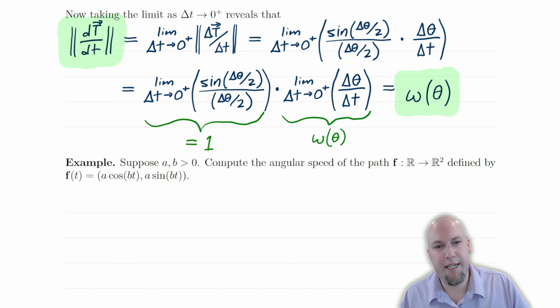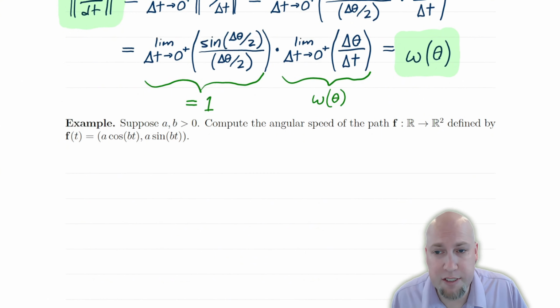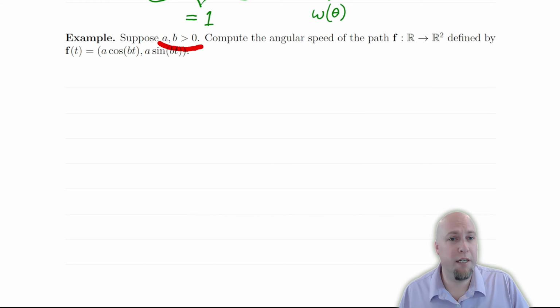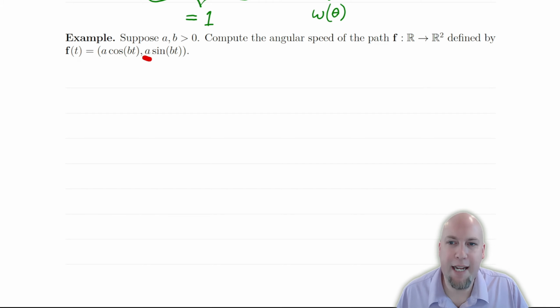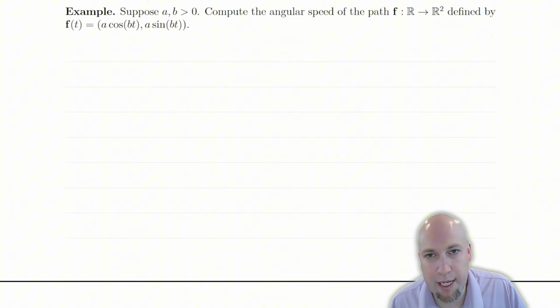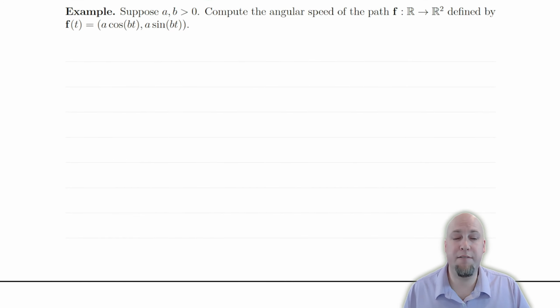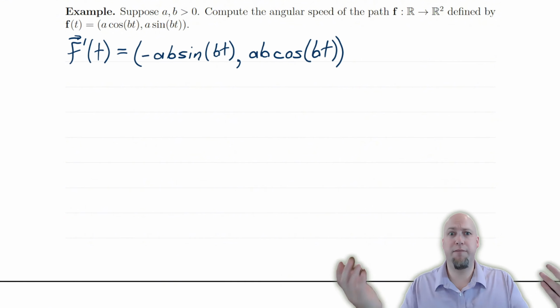Let's do a computational example and then we'll be done. So suppose that you've got positive real numbers a and b. Let's compute the angular speed of the path defined in this way: a times cos bt and then a times sine bt. So how do you compute the angular speed of something? Well, what you do is you start with the velocity vector, like we do for lots of these problems.